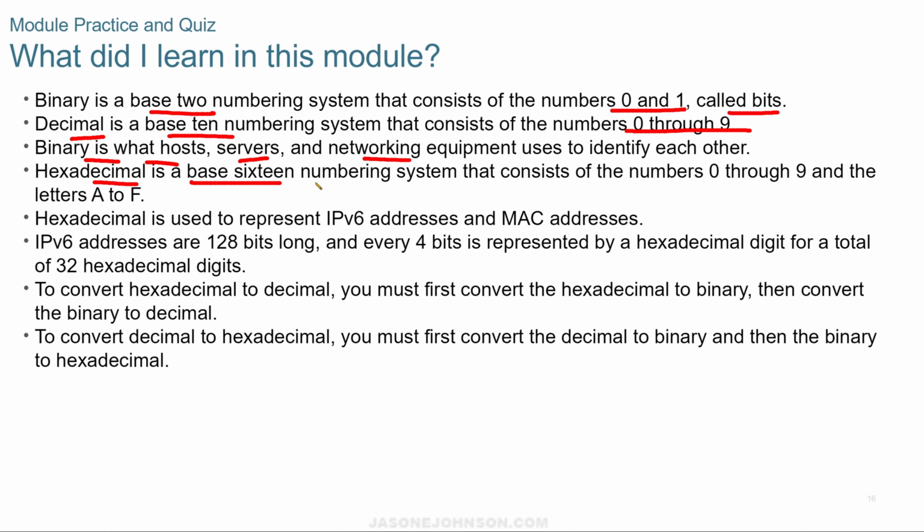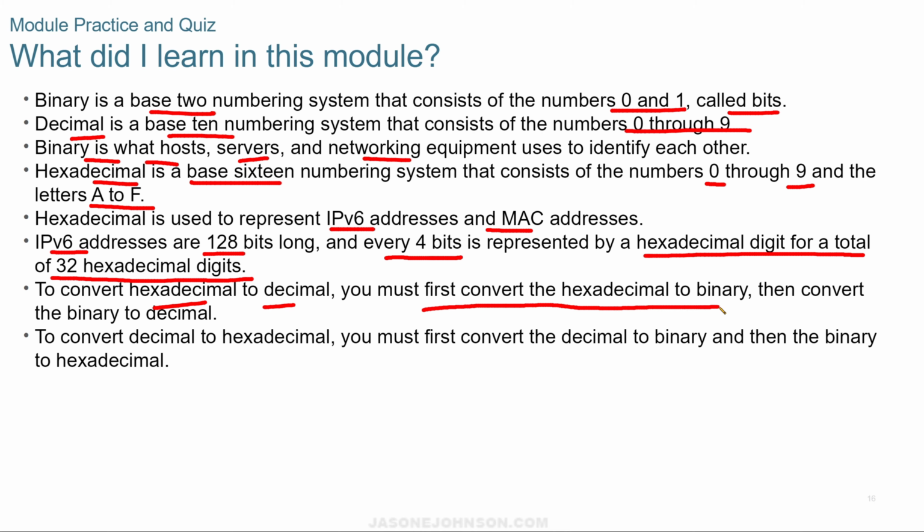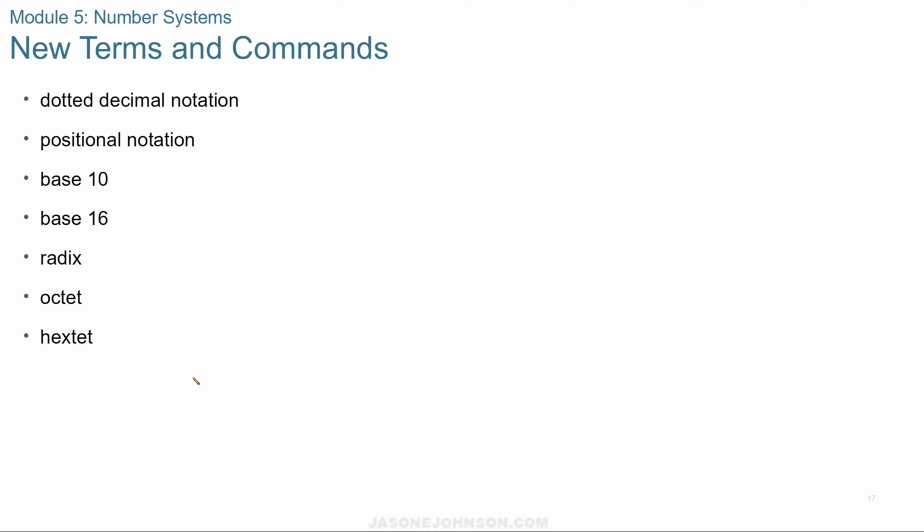Hexadecimal is a base 16 numbering system from 0 to 9 and then A through F. Hexadecimal is used to represent v6 addresses. v6 addresses are 128 bits long, and every 4 bits is represented by a hexadecimal digit, for a total of 32 hexadecimal digits. To convert hexadecimal to decimal, we must first convert hexadecimal to binary, and then we convert binary to decimal. The other way, we convert decimal to binary, and then the binary to hexadecimal. These were the new terms that we learned in this module.